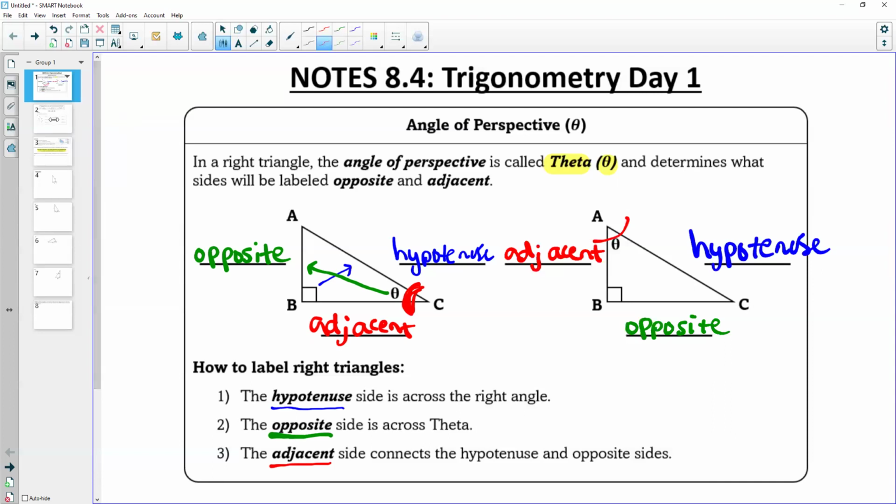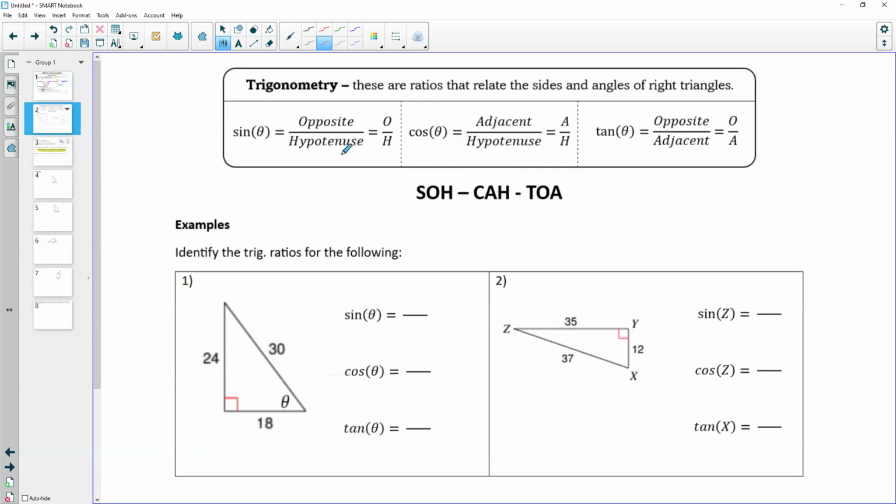So the whole purpose of us looking at trigonometry is for us to be able to come up with a relationship to represent the side lengths. So trigonometry is basically defined as the ratios that relate the sides and angles of right triangles. So this stuff here is actually extremely important, right? So we have three different trigonometric ratios.